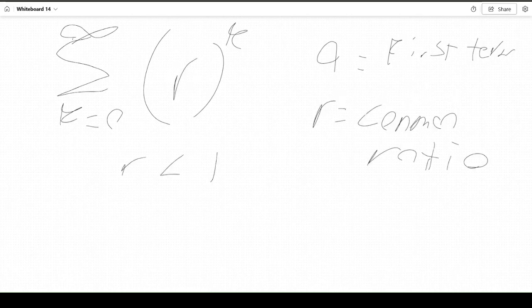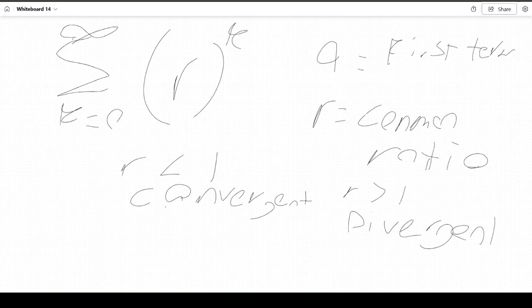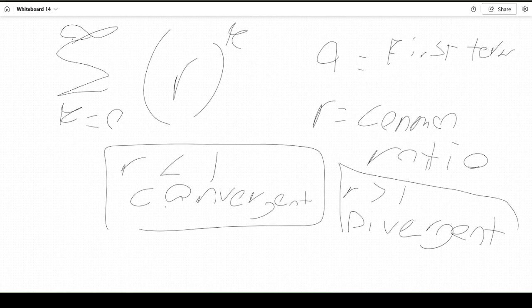If the r is less than 1, then immediately we know it's convergent. If the r is less than 1, then the series is going to be convergent. But if the r is greater than 1, then the series is going to be divergent. So make sure you remember these.